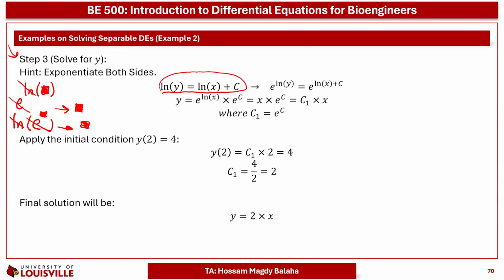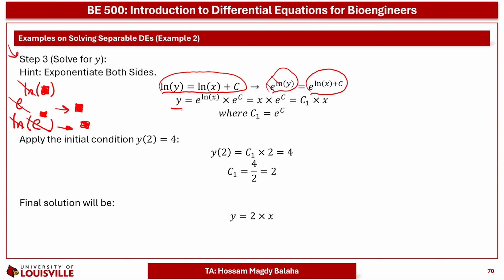So simply raise each side to the exponential, so it will be exponential of ln of y, and the right side will be the exponential of ln of x plus c. This will cancel each other, so you'll get here y.